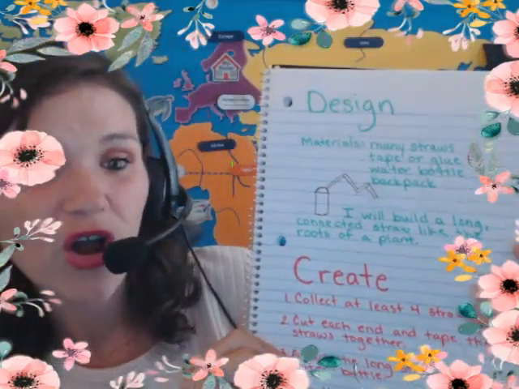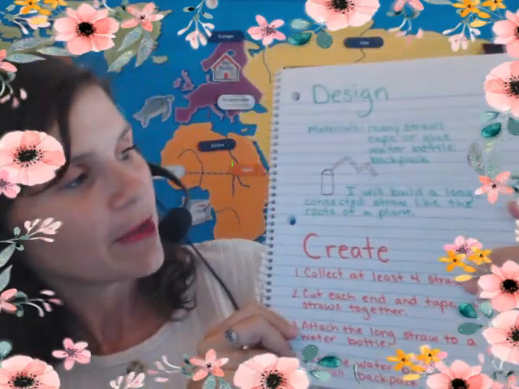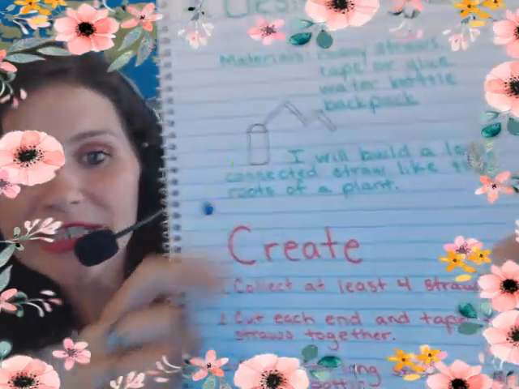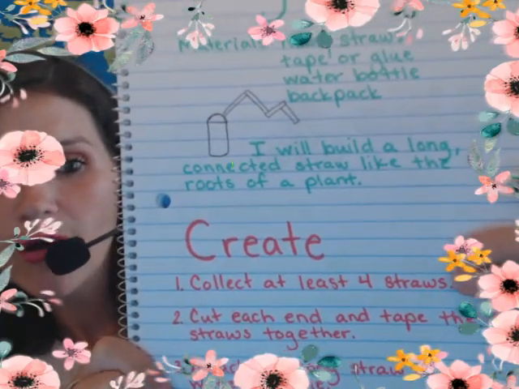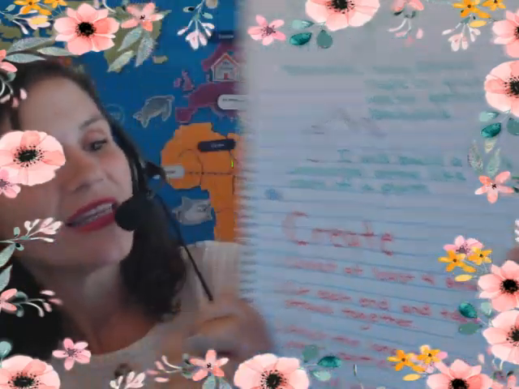So I need many straws, I need tape or glue, a water bottle, and a small backpack. So those are my materials. Here's my picture I just showed you a moment ago. Pretty simple, right? I've got to connect all those straws and make them kind of bent like that so I can get them to my mouth.